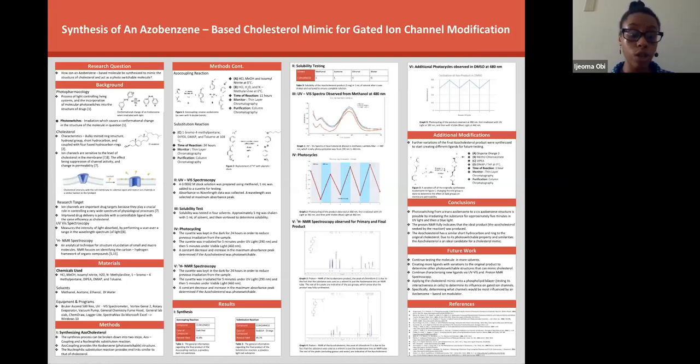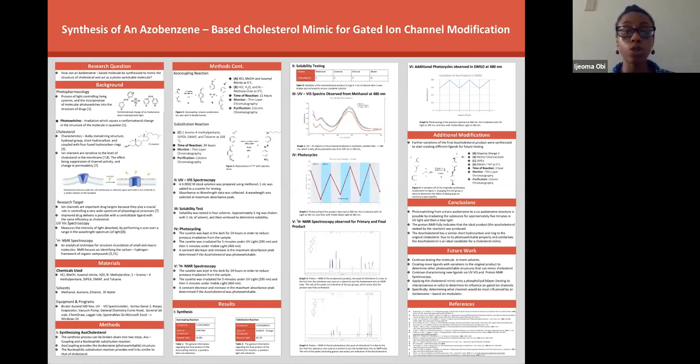So looking at the results here, part one of synthesis, we can see that for the final product, the substitution reaction, there was a 45.1% yield, which indicates that this molecule was for the most part synthesized. Solubility tests show that the molecule was soluble in organic solvents except for water, which is very similar to that of cholesterol, as it's also quite soluble in organic solvents except for water because it's somewhat of a lipid structure, making it an ideal molecule for a mimic.